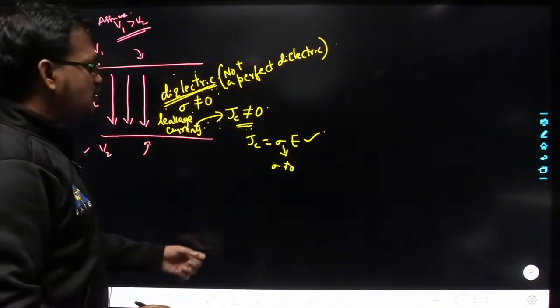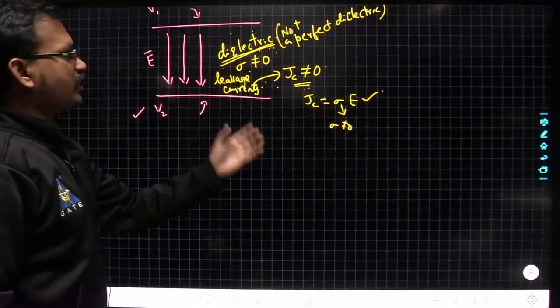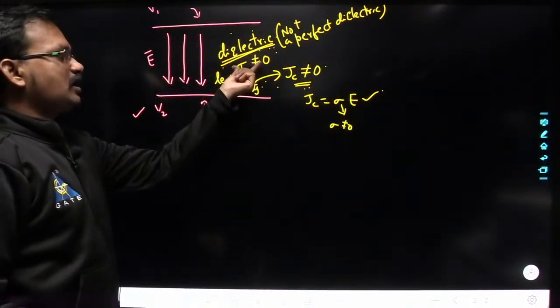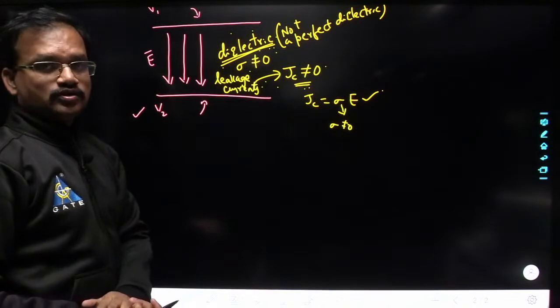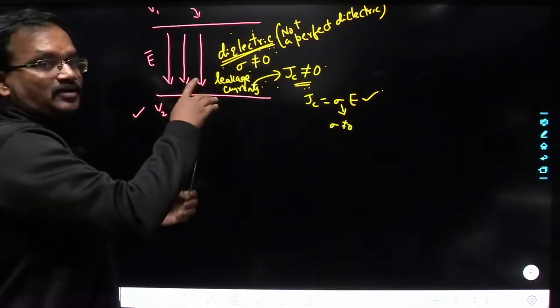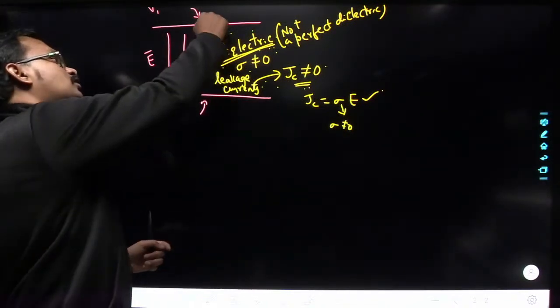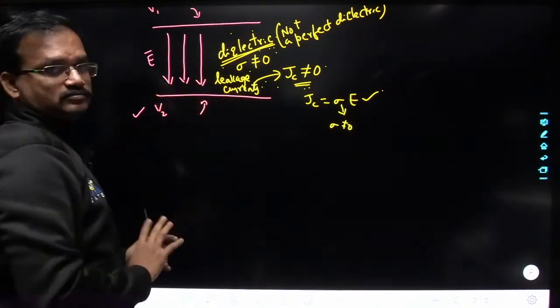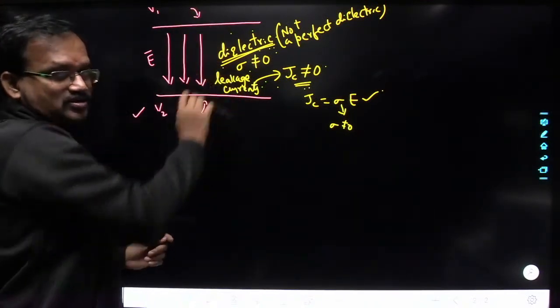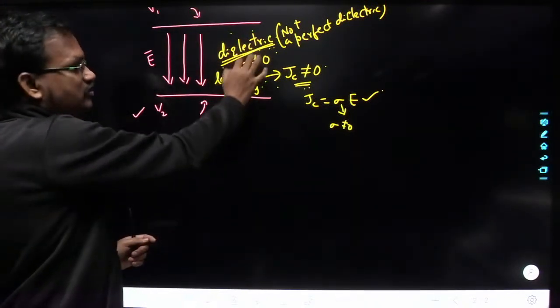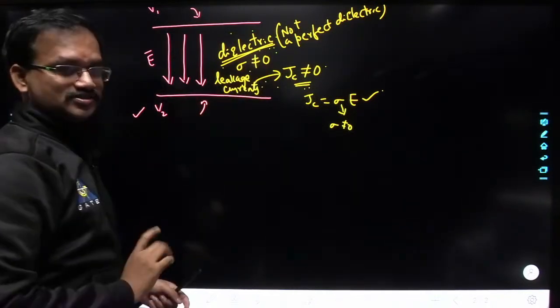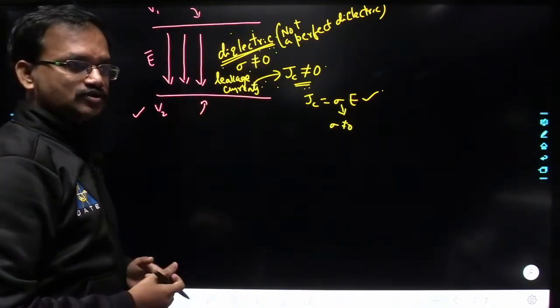Understood? Okay, so why are we getting these leakage currents? Because here the conductivity is not equal to 0. That means there exists some conducting path between this line and this line. But those currents are very, very negligible, so that's why we are simply calling them leakage currents. Understood?